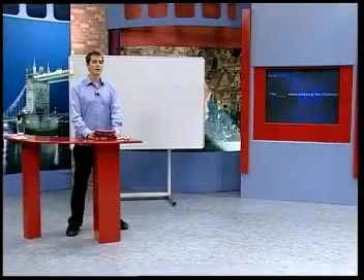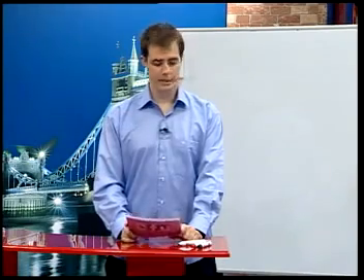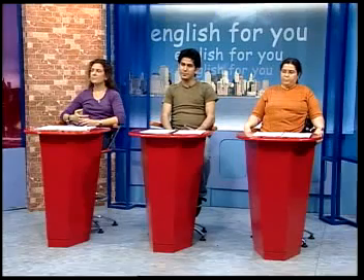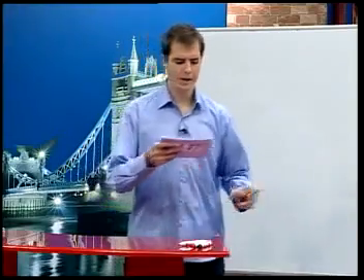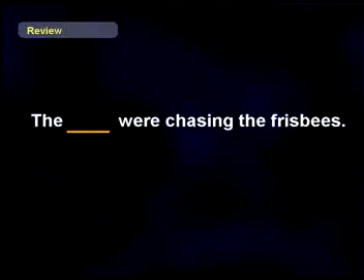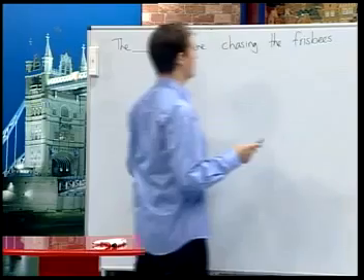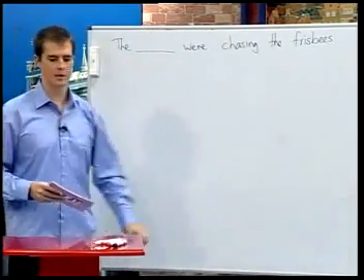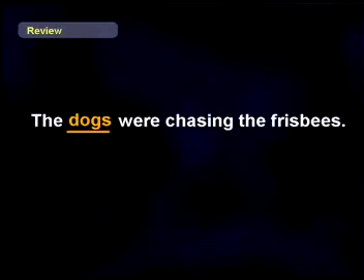Review. Now let's do some exercises. This one should be very simple. We studied verbs and subjects. Let's fill in the blanks with the appropriate subject first. Monica, here's one for you. The something were chasing the frisbees. That's a good one. The dogs were chasing the frisbees. Good.